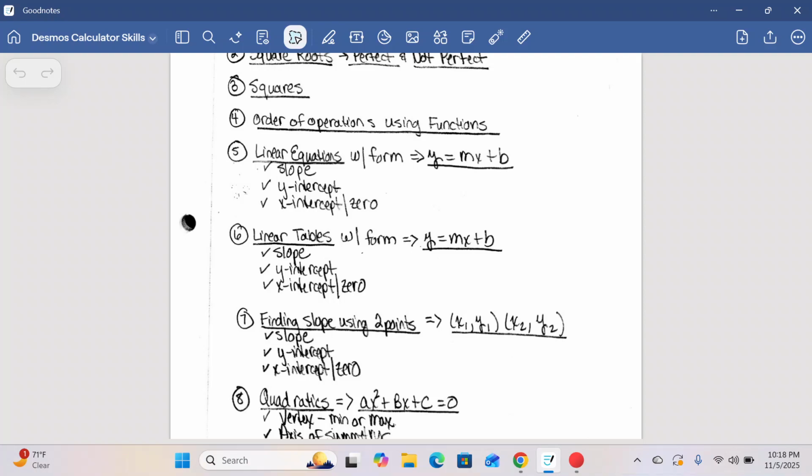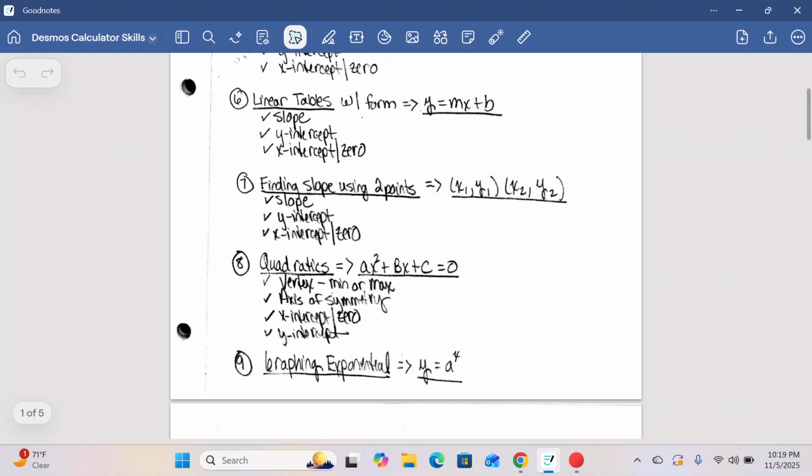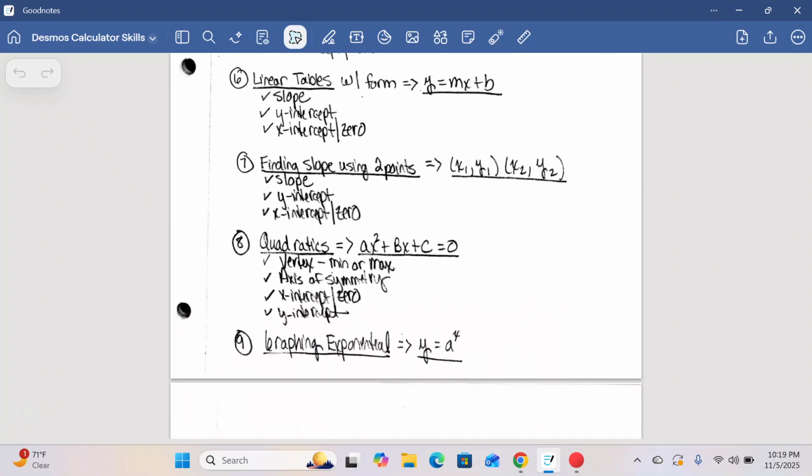We're going to be learning how to find slopes using Desmos. All this is going to be done through Desmos on how to find slope with two given points. We're going to talk about how to graph with two given points, assuming that they're linear. We're going to talk about x-intercepts and zeros. We're also going to touch a little bit on quadratics, on how to find the vertex, how to find the axis of symmetry, how to find the x-intercepts, the zeros, and the y-intercepts. We're going to touch a little bit about graphing exponential functions, so graphing exponential equations or functions using Desmos.